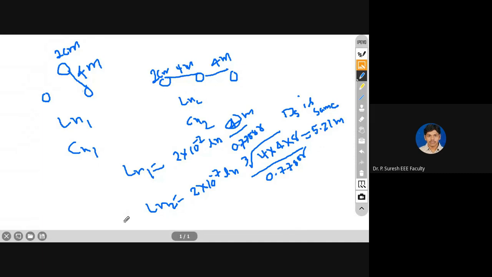Now tell me, what is the relation between Ln1 and Ln2? Both are equal, or which is more than which? Is Ln1 less than or greater than Ln2?